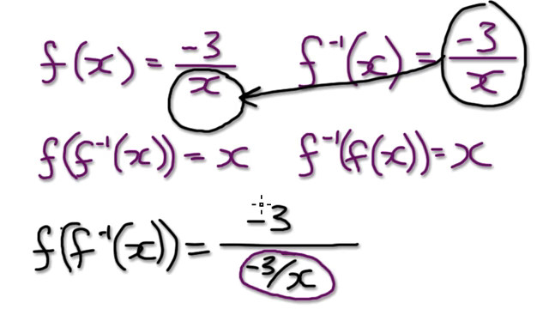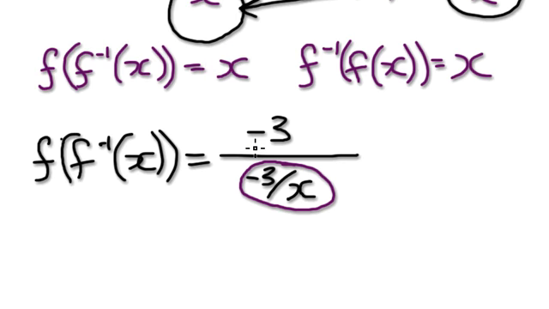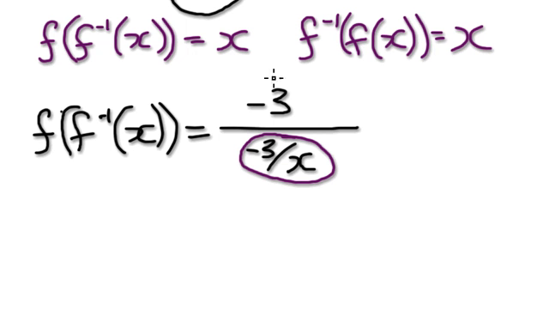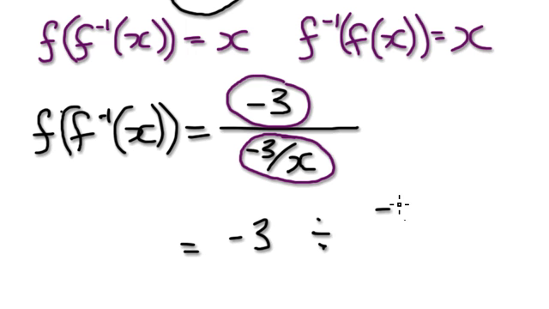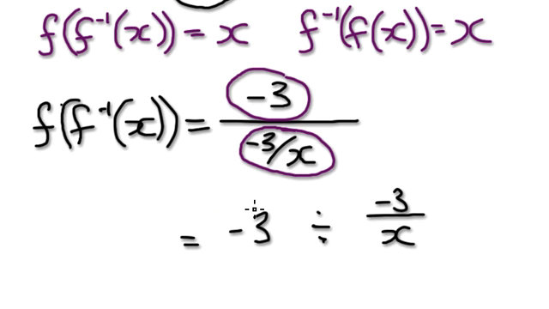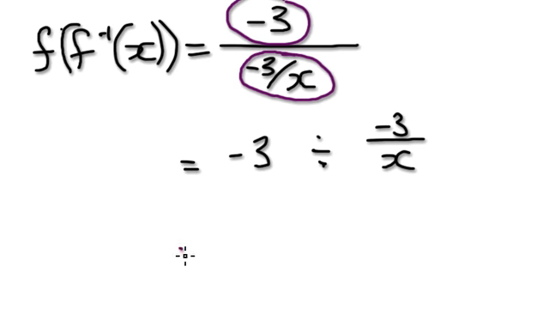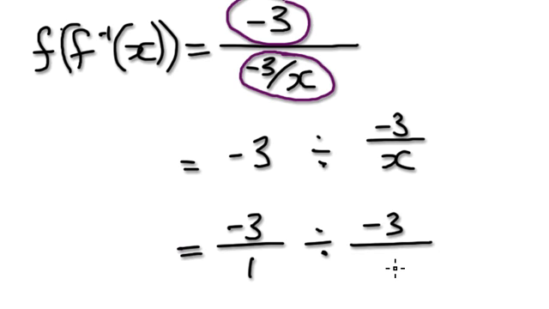Now it's just a matter of tidying up. After tidying this up, it should just give us an x. So here you've got a fraction within a fraction. Whenever you have a fraction within a fraction, visualize it like this: minus 3 divided by negative 3 over x. Let's turn this into a fraction, so it would be this, divided by negative 3 over x.